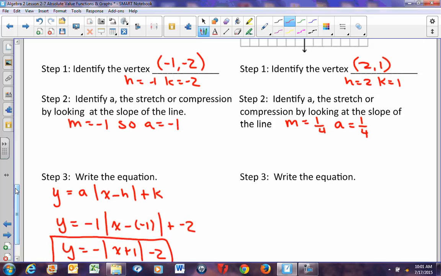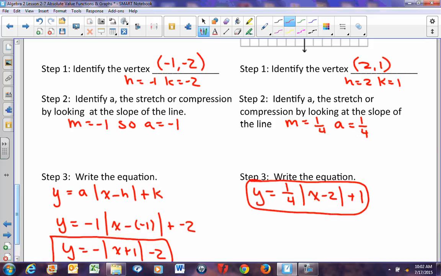Knowing that, I can write my equation now. y equals a absolute value of x minus h, plus 1 because k is positive. So y equals 1/4 absolute value of x minus 2 plus 1. Simple as that. That's absolute value graphs. Absolute value graphs are actually really easy to graph and fairly simple to work with once you understand they are simply mirror images. Each side is a mirror image of the other.